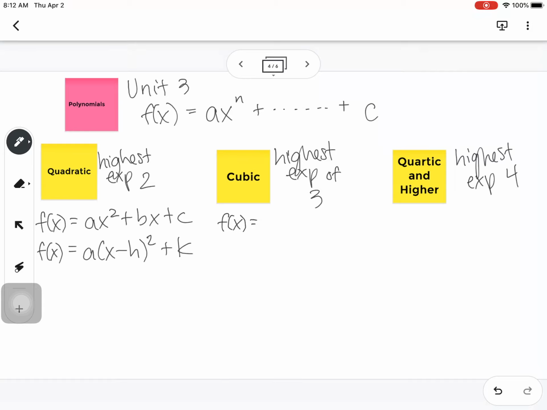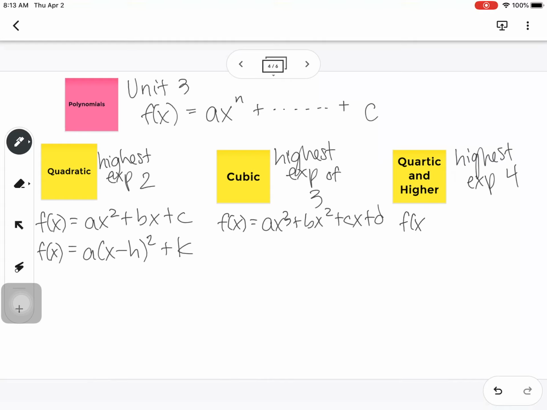Cubics, primarily we wrote them as maybe ax cubed plus bx squared plus cx plus d. We didn't really write it any different way in here. You could technically write it something looking like a vertex form, but that's not going to be the priority here. I'm going to give you things that look like this.